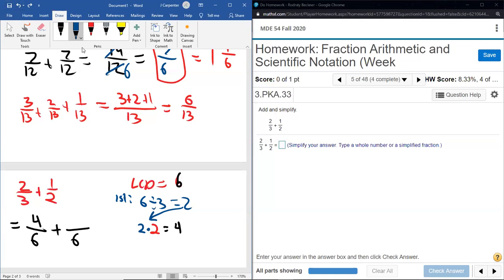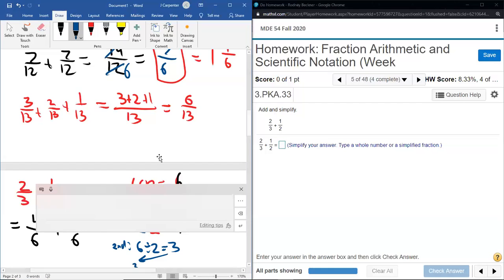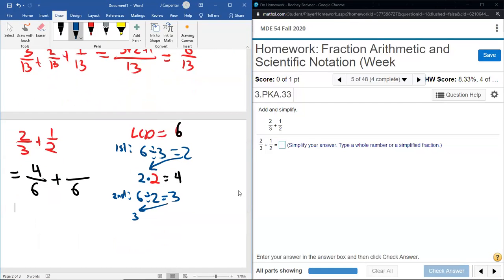For the second one, we're taking the 6 and dividing by the 2. We're dividing the bottoms. Essentially, we're finding our scale factor here. It's actually kind of the same idea as proportions. So 6 divided by 2 is 3. And then we take that 3 and we multiply it by the top. Oopsies. We multiply it by the 1, which is 3.